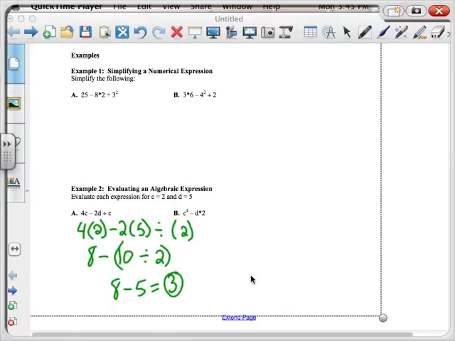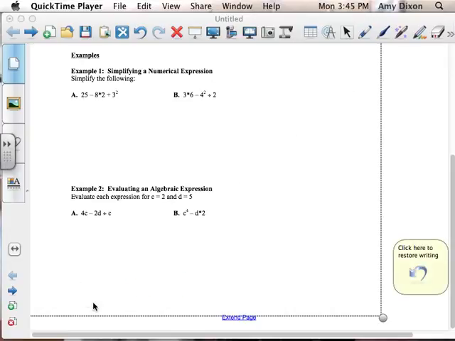So it's very important when you're evaluating that you put parentheses around what you are plugging in. Okay, so we're going to go ahead and move on to example 3 on here.